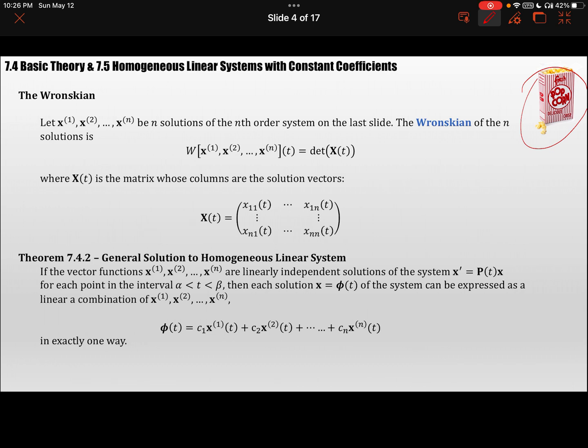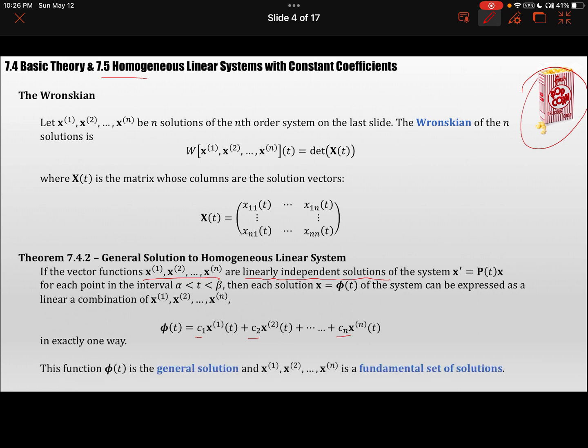That's the thing we really want to talk about, 7.5. So the idea of taking linearly independent solutions: if you have linearly independent solutions of a system of order n, then the general solution can be written as the superposition, or a linear combination, of all of these, where C1 through Cn are to be determined.